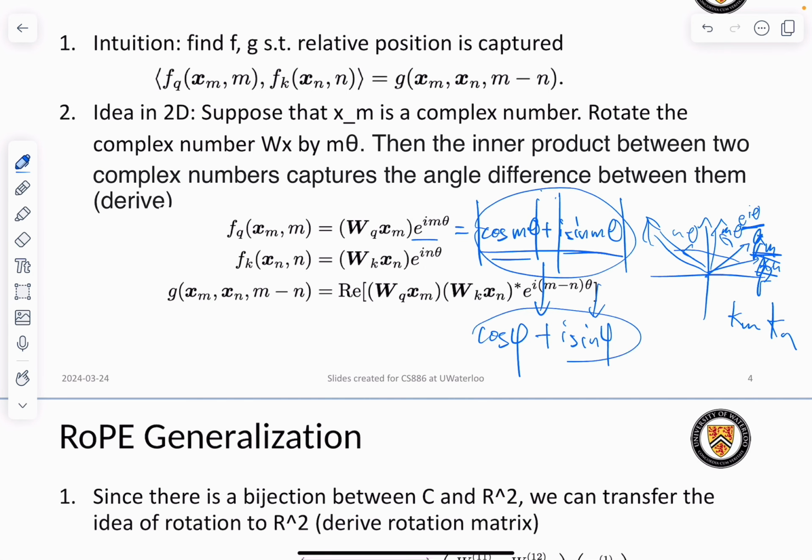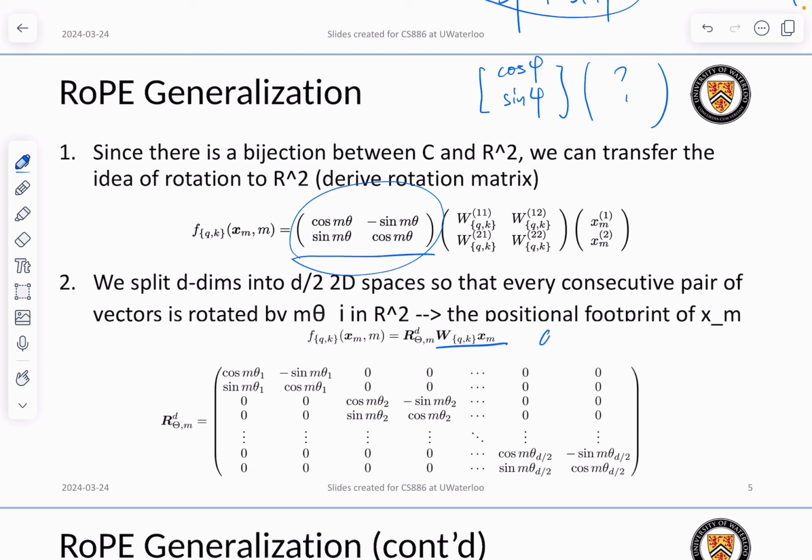If we want to do this in higher dimensional, say D-dimensional space, what these authors propose is very simple. Suppose we have this vector here, which is basically either q_m or k_m. We take every pair of coordinates and rotate the first pair by m theta_1, the second pair by m theta_2, and so on and so forth.